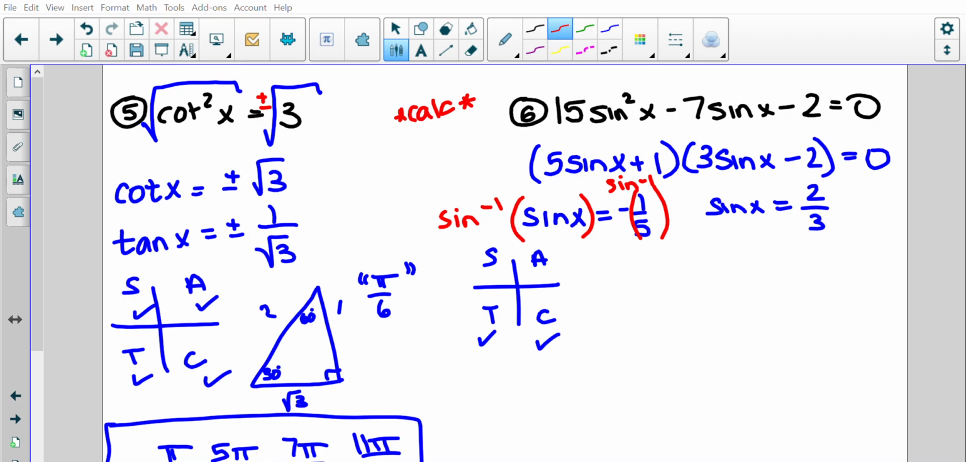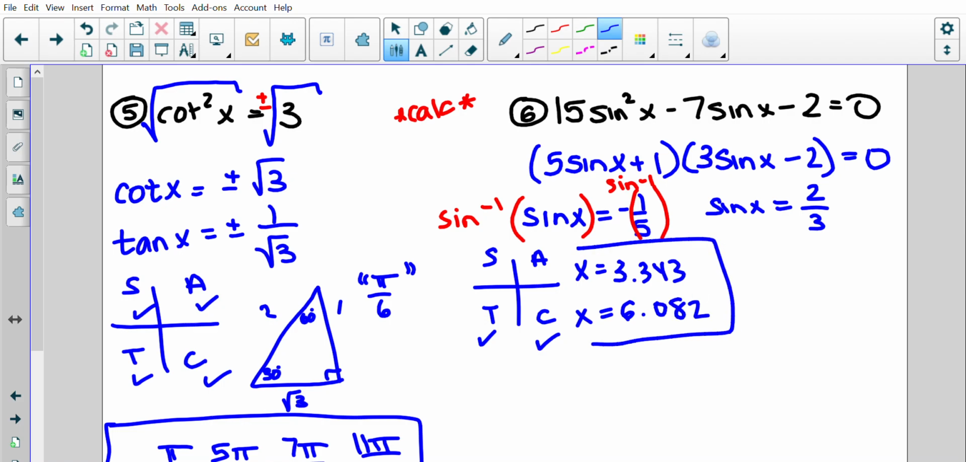Our answer there is going to be 3.343, taking it to 3 decimal places. And then also in quad 4, which we know we would have to do 2 pi minus our stored x, which would give us 6.082. So those would be our two answers for that side of the equation. So we get x equals 3.343 and x equals 6.082.